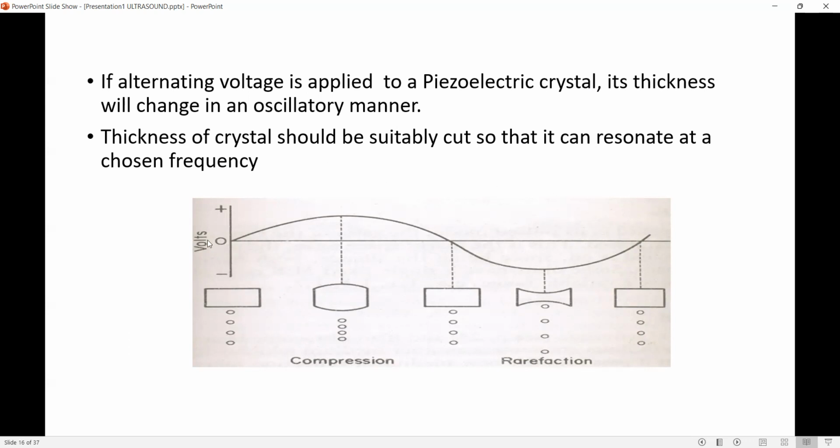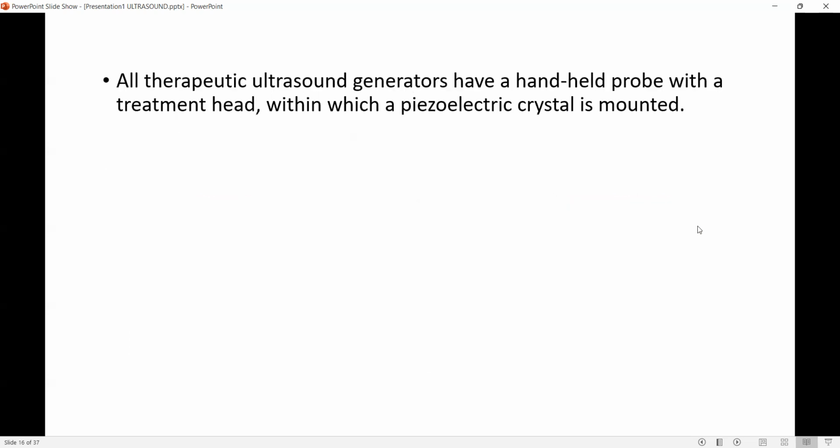So again, voltage, compression and rarefaction. All therapeutic ultrasound generators have a handheld probe with a treatment head in which a piezoelectric crystal is mounted.